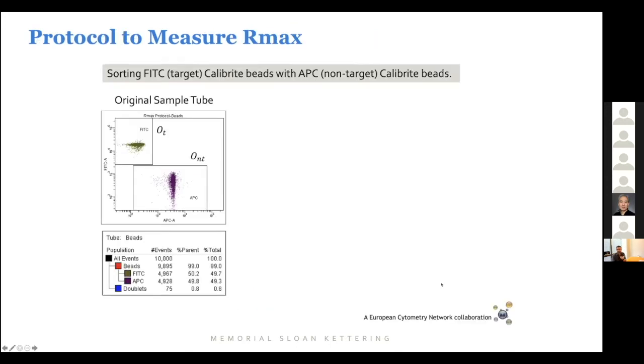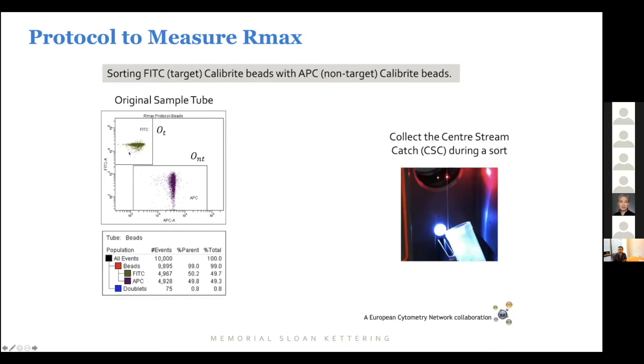And so essentially, if you want to understand if your sorter is well calibrated, all you have to do really is grab some beads. In this case, some Calibrite beads. Could be any fluorescent beads. Here, for instance, we have FITC and APC beads, 50-50 ratio, where essentially you can choose which one you want as a target bead. We chose FITC, and then what you do is you start sorting and you collect the center stream rather than the actual sorted droplets, right?